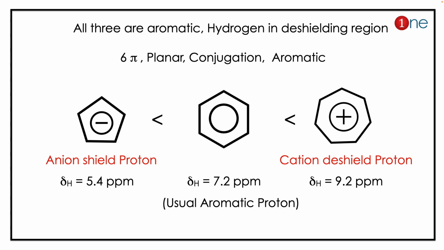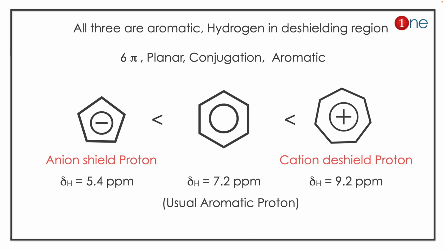Here the real problem is in the ring current. Here all three are aromatic and the hydrogens are in the deshielding region. That is not a problem here because they are all 6-pi, planar, conjugated and aromatic. But these three compounds only differ in the charges. The 5-member ring is the anion, the 6-member benzene is neutral, and the 7-member ring is the cation.